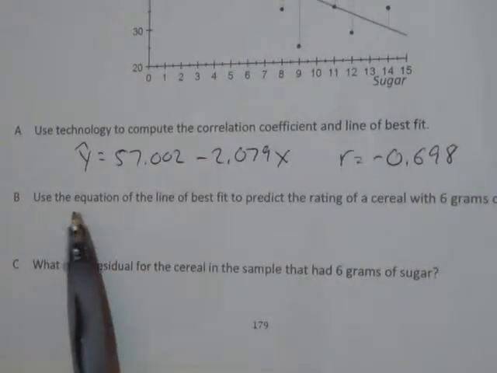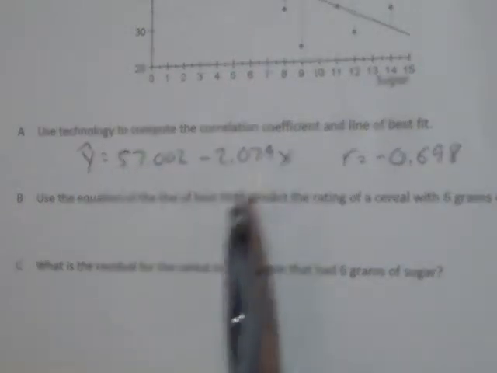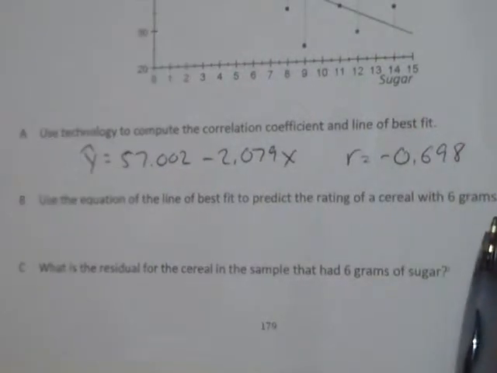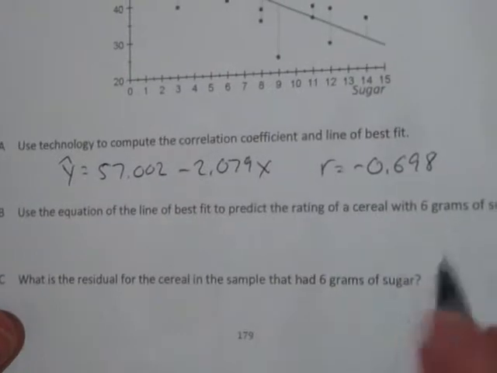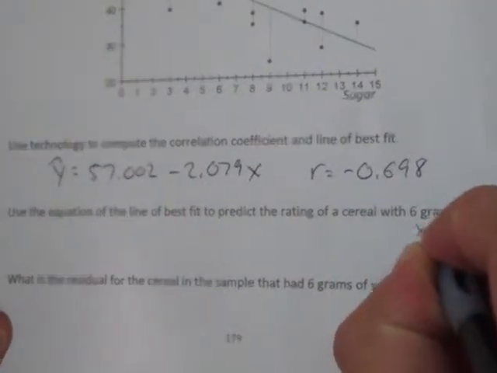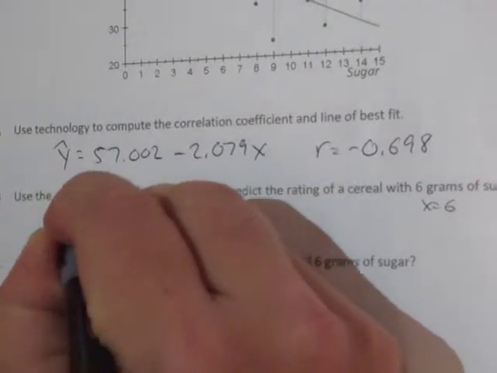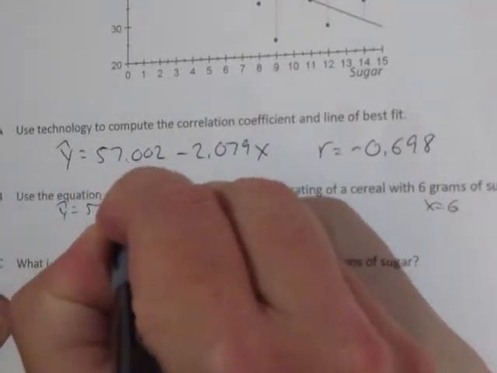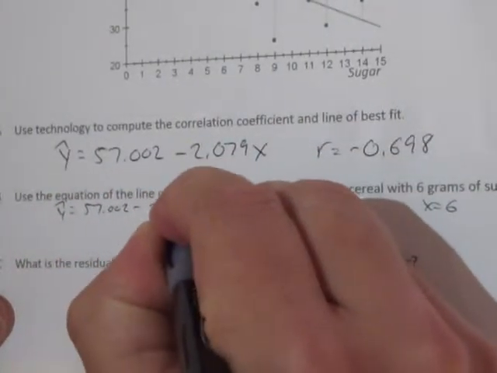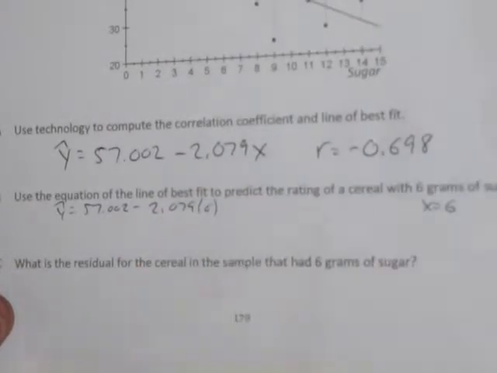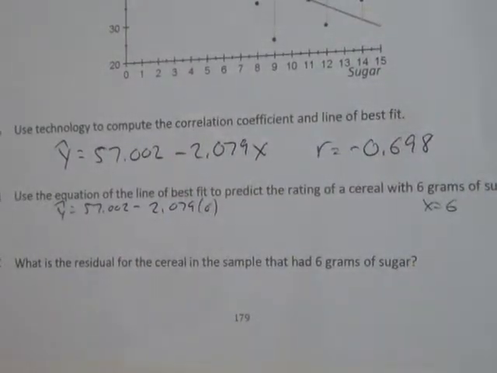It says now use the equation of the line of best fit to predict the rating of cereal with 6 grams. Okay, 6 grams. That means plug in x equals 6. That's all we got to do. So we're going to do y hat equals 57.002 minus 2.079 times 6. So let's do that.